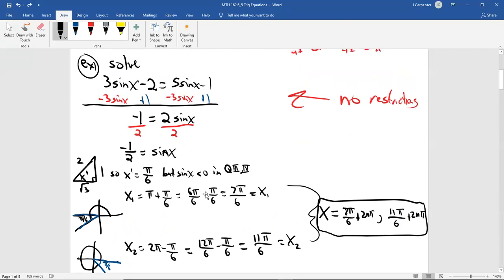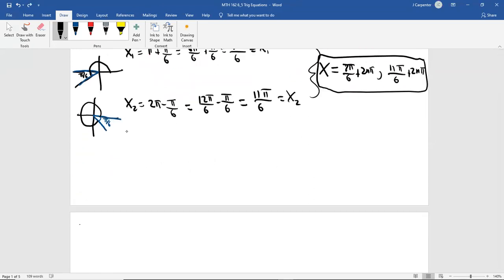All right. So that was example 1. No restrictions, because I did not write somewhere I would have said on something like 0 to 2 pi. That is a restriction. We will see that, but not quite yet.